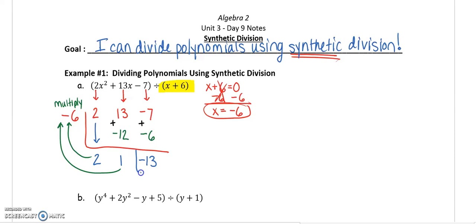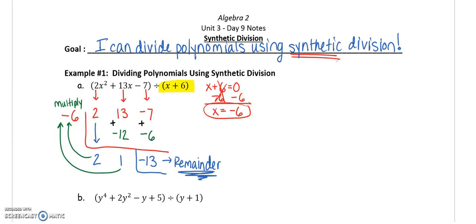But this last number that we get is always going to be the remainder, because when we divide, it doesn't always divide nicely. So the last number you get will tell you how much is left over when you divide. Sometimes you'll get 0, and then you know it's perfectly divisible. But if you don't get 0, that's your remainder. Okay, now we still have to write our final answer.